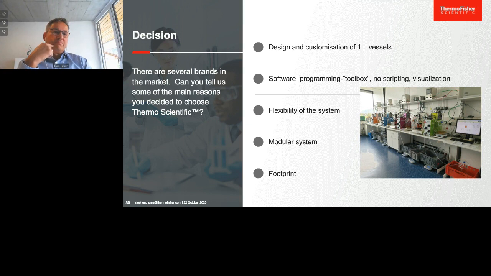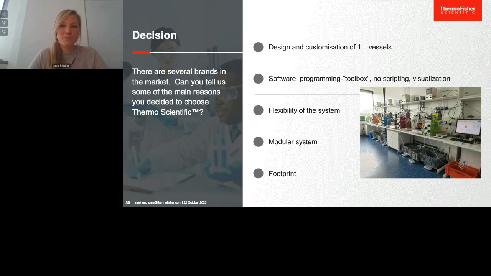Yeah, so as I mentioned before, it was quite tricky to implement all the probes and ports in the small bioreactors. But with Thermo, we were able to design a 1 liter vessel that suits our needs. But I think probably the biggest influencing factor was the software. That is kind of like a programming toolbox, let's say, where you don't need any script to set up the perfusion regulation. And still the visualization is very good too. So the system provides quite high flexibility as well.